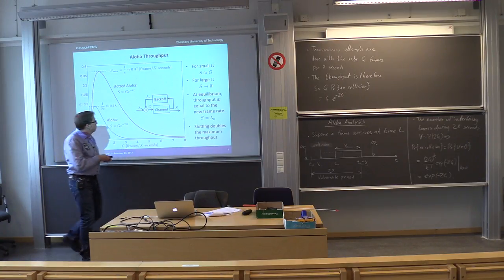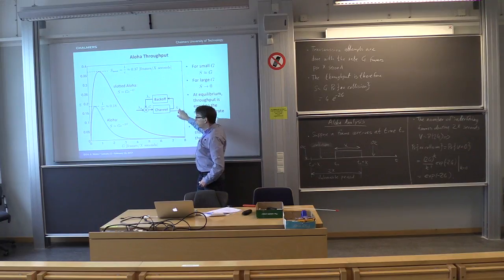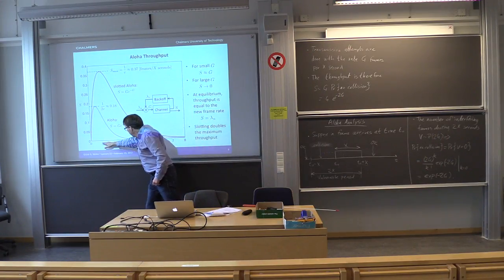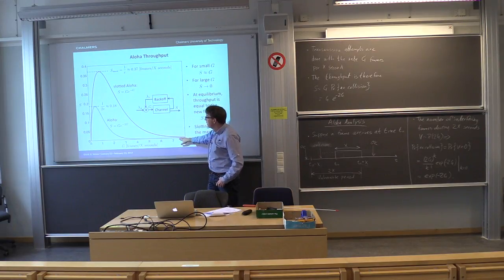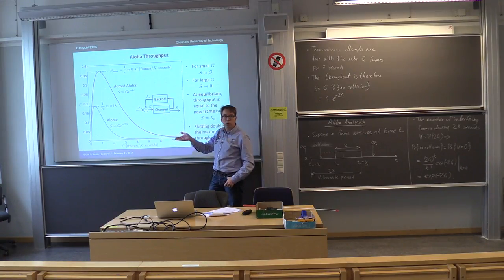So from a rate perspective here, we have a rate of new frames. We have a rate of frames which are scheduled for retransmissions. Together they form G. Out of G, a fraction, S, gets through. The other ones go back here and add to G. So as we increase G, we get more and more attempts to the channel, more and more collisions, and we would expect that throughput goes down.